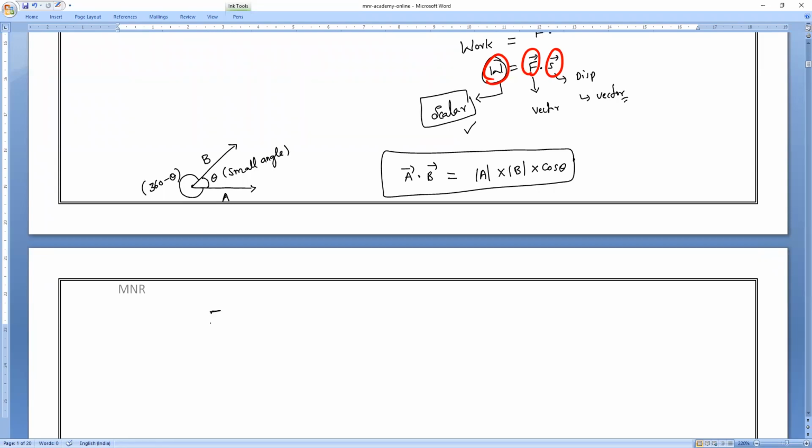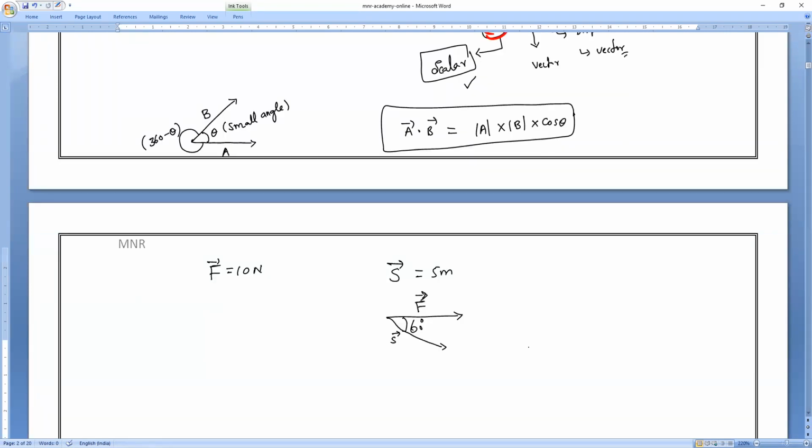Now let me take, for example, force F is equal to 10 newtons. All of you observe, force F is how much? 10 newtons. And displacement is equal to 5 meters. Let me take this as the force I am exerting in this direction, and the displacement of the body is at 60 degrees inclination from the force. Now we want to find the work done. We all know the work done formula: force into displacement S, but if the force is exerted at an angle theta, then into cos theta.